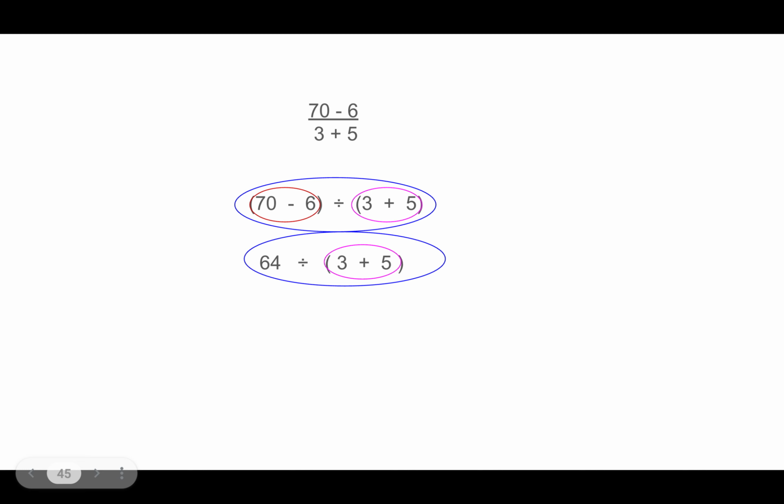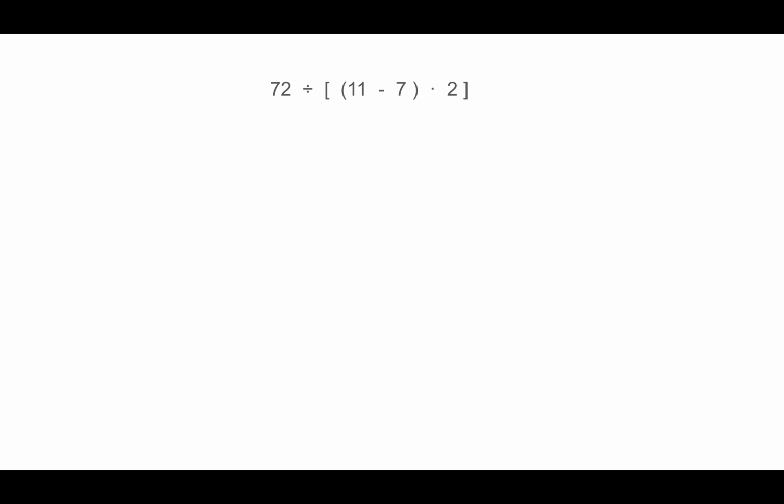So the red circle's gone. Now we can simplify our 3 plus 5. I bring my 64 down, and divided by, and the sum of 3 and 5 is 8. Now I would circle 64 divided by 8 all in blue, because again, this is not a plus or a minus, and the quotient of 64 and 8 is 8.